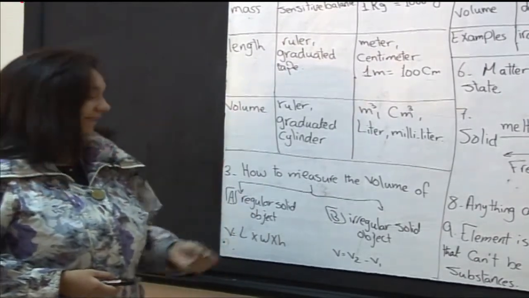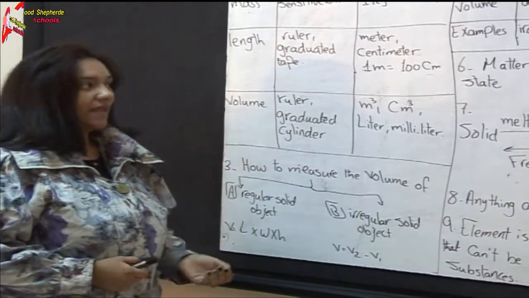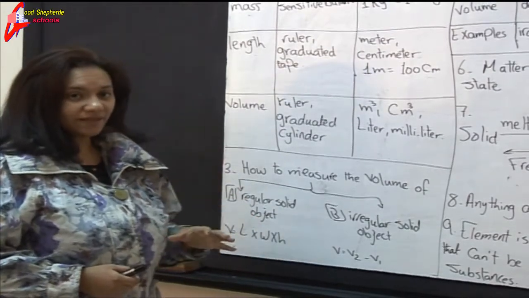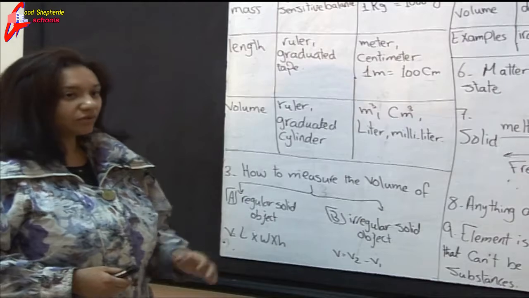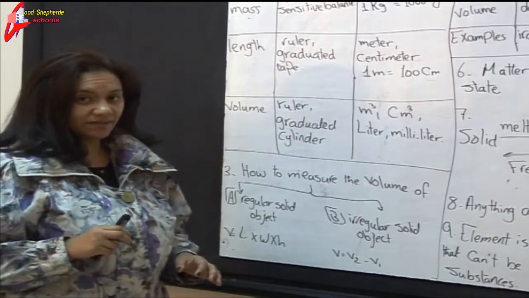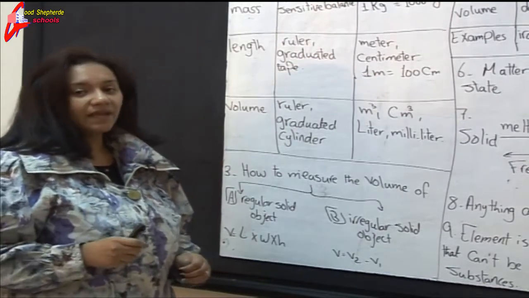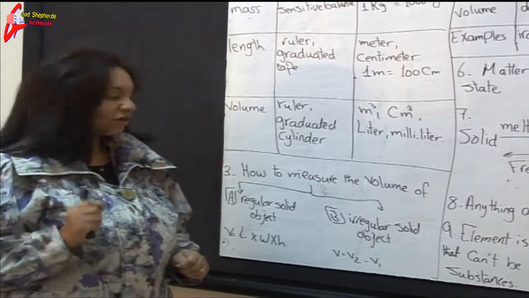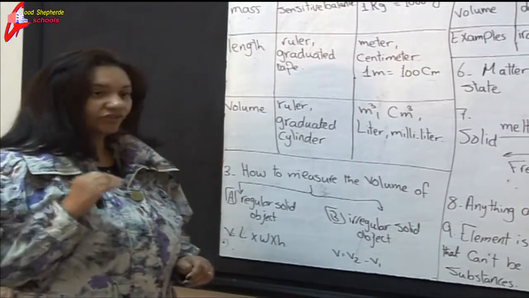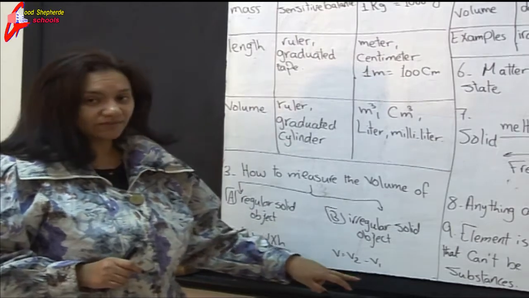Or if I have an irregular solid object, I will bring a graduated cylinder and put an amount of water inside it, and then I will measure the volume of water. Then I will add this irregular solid object inside it, like a stone or a marble, and this solid object will increase the volume of water to a certain reading. The volume of this object will equal V2 minus V1.